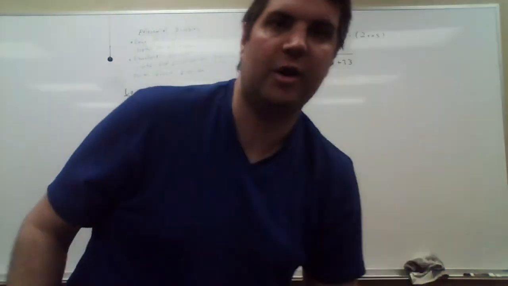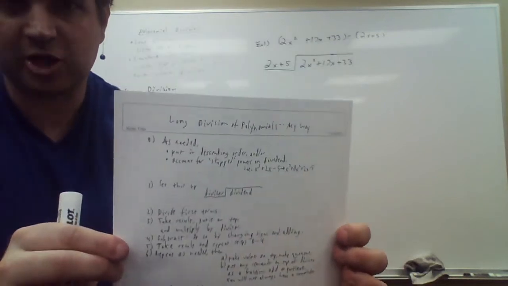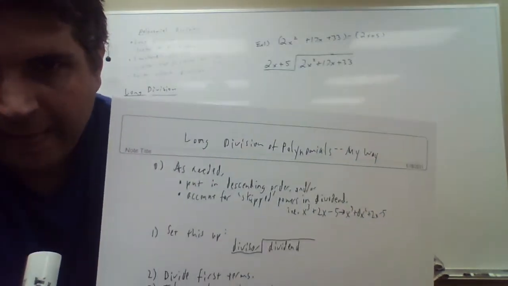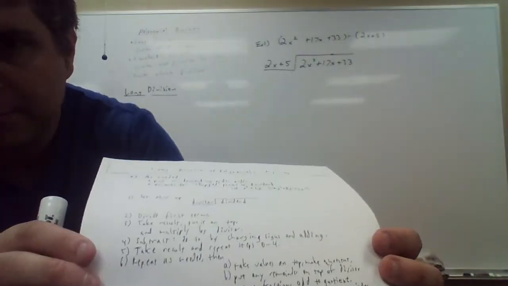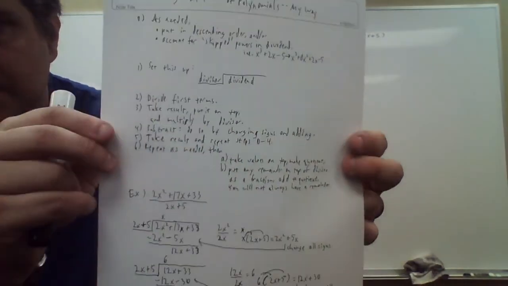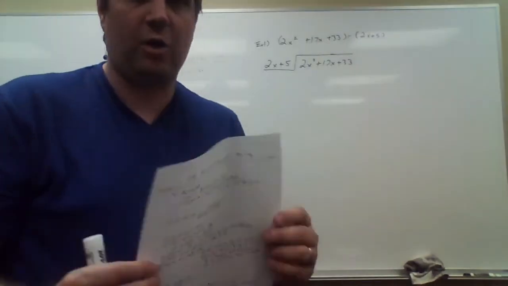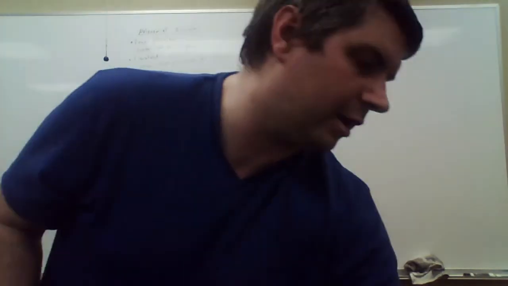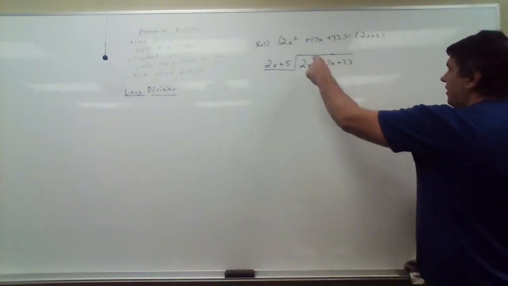And we're going to refer to this document. We're going to be basing this off the first page of this document. Long division of polynomials, my way. And as you can see, we're using the same example. Okay? So follow the steps that are on the top of this page, and that's what we're going to be doing here.